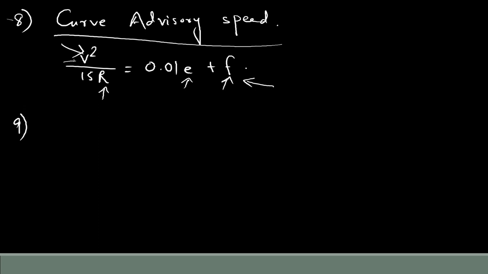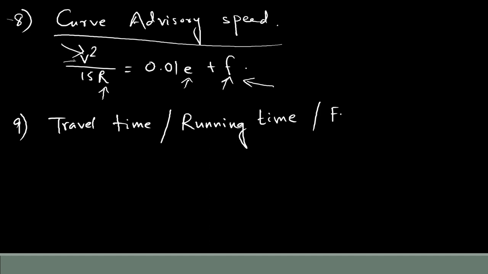Number 9 that we need to know is travel time. These four concepts you can read up: what is travel time, what is running time. If you are trying to find the travel speed on any segment of road, you will come across travel time, running time, then fixed delay, and operational delay. These four terms you can read up. This is also important for your PTOE exam.